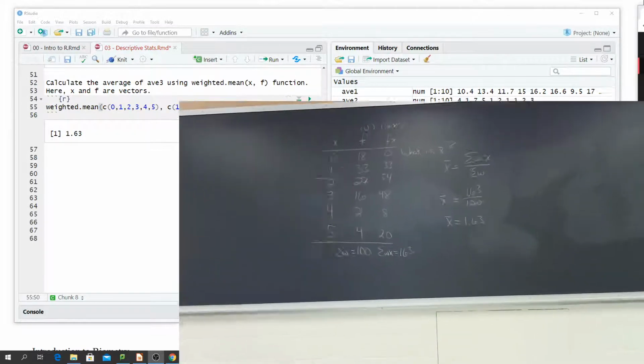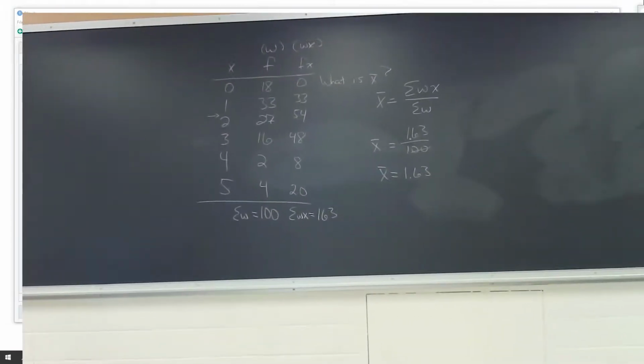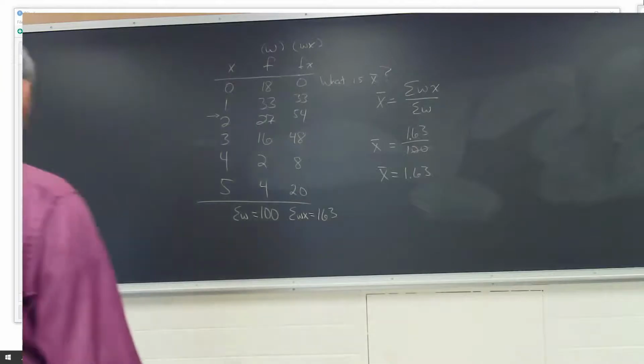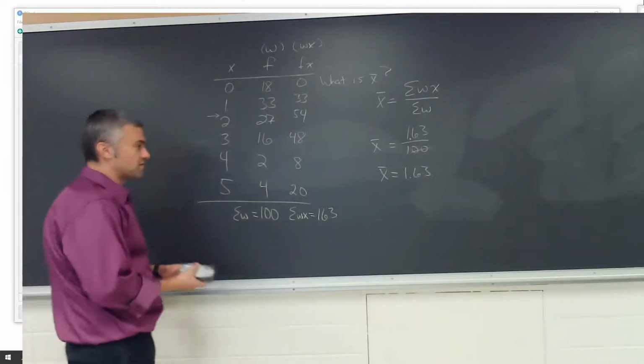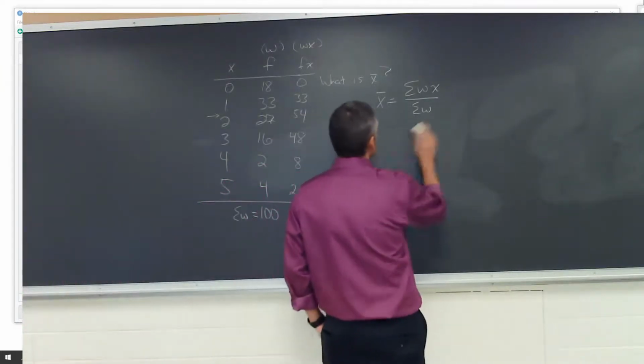the other way is to convert this frequency table into a vector, into a single vector. We already have it. This is AV3, all right? But we're going to take this table and make a vector. How do we do it? We have a couple different functions, a couple different ways that we can do it.